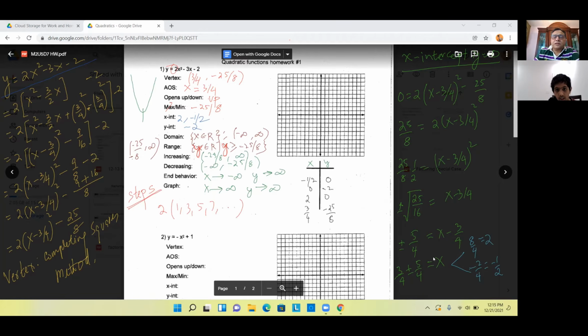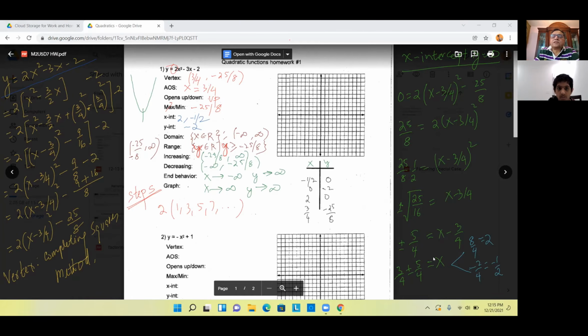Let's go from the vertex. Okay, so let me plot the points which we already have. Let's begin plotting the vertex first. So what is the vertex? 3 by 4, minus 25 by 8, right? And the other values which you see go up to 2.